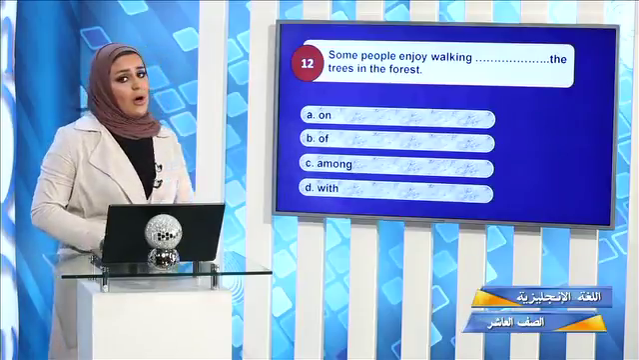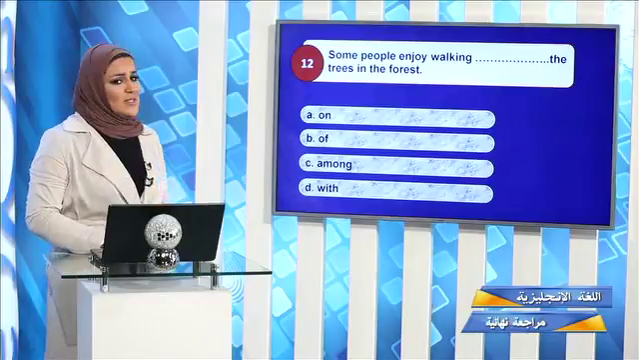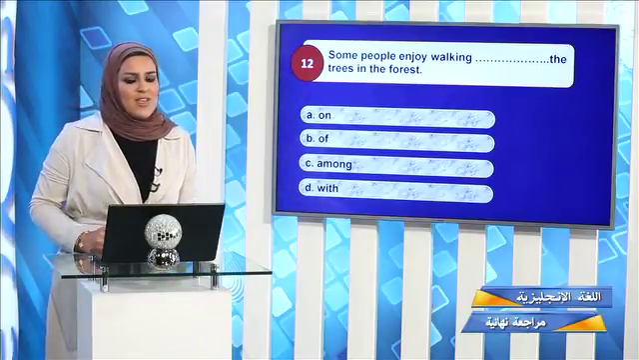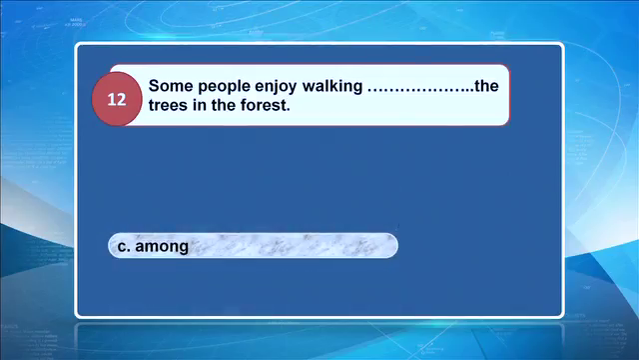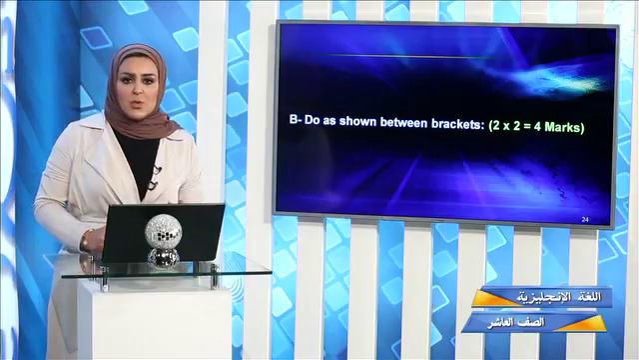Can we say I walk on the trees? Of course you can, but I'm sure you're not going to do it. Can we say I walk with the trees and go on a picnic with them? Of course that is not realistic. So the answer here is among. So you're walking among the trees. You are walking in the trees surrounding you. Good. Now we are done with the first question in the grammar.